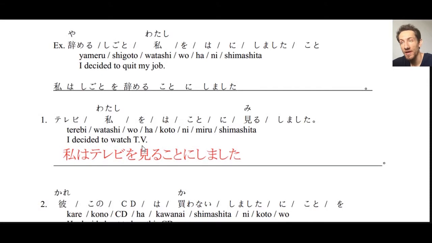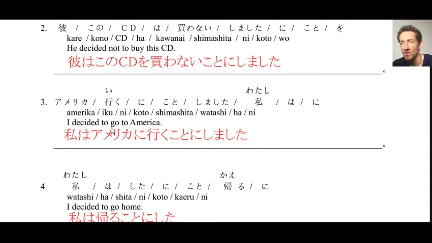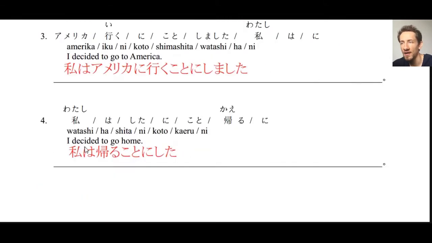All right, so number 1, I decided to watch TV. 私はテレビを見ることにしました。Number 2, he decided not to buy this CD. 彼はこのCDを買わないことにしました。Number 3, I decided to go to America. 私はアメリカに行くことにしました。Number 4, I decided to go home.